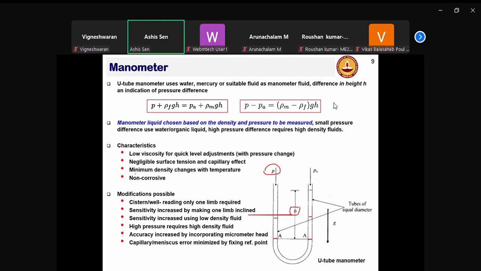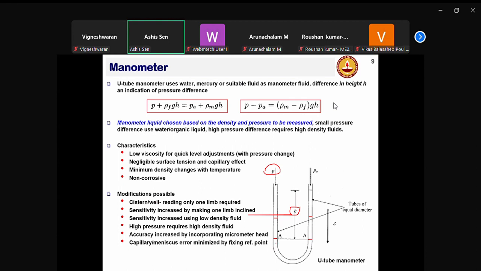Also, the liquid should have minimum density change with temperature. Suddenly, let's say you have calibrated this in winter, and then you are measuring in summer, there is a temperature difference. The manometer liquid density is a function of temperature, then you have to do recalibration. And if you want to avoid that, you need to pick a liquid whose density is not sensitive to temperature. And the liquid should be non-corrosive, so that you can do a pressure measurement over extended period of time.